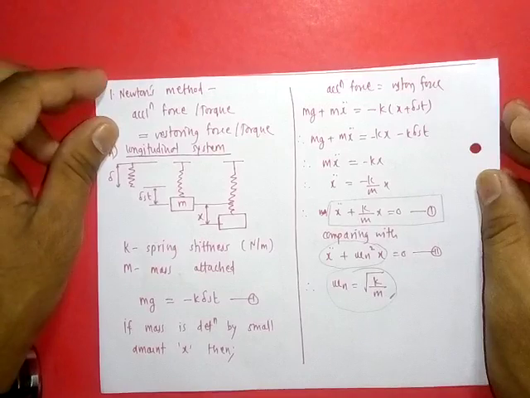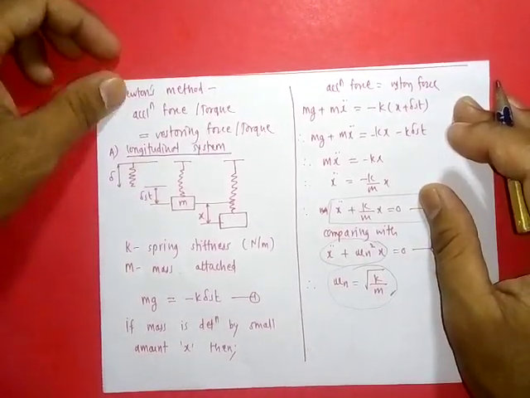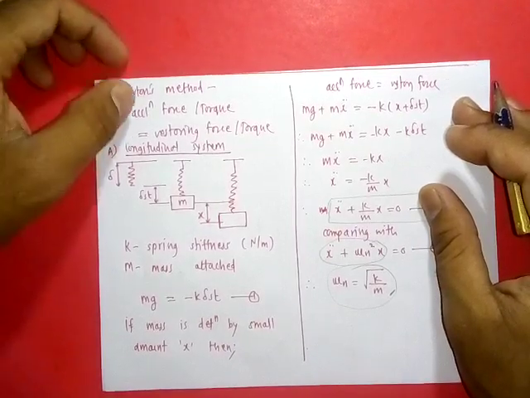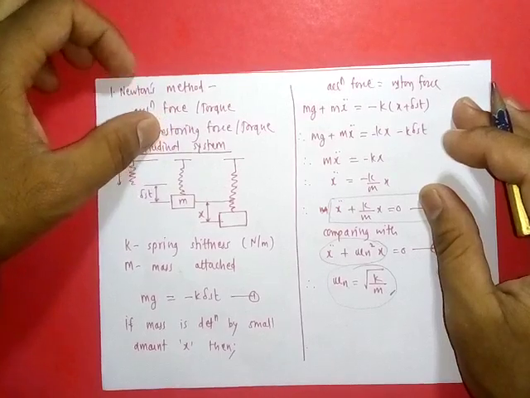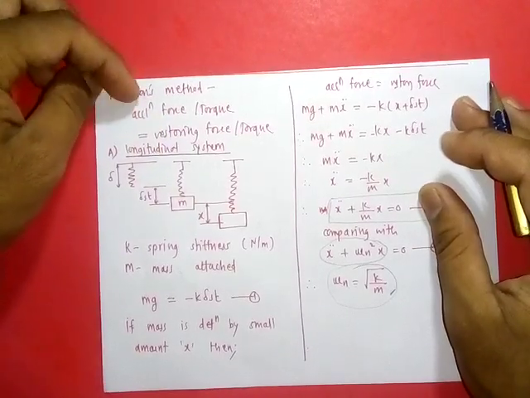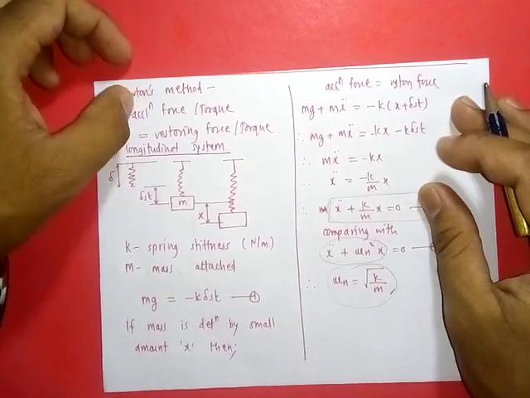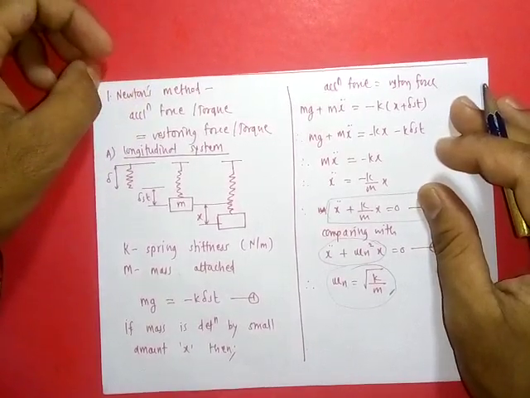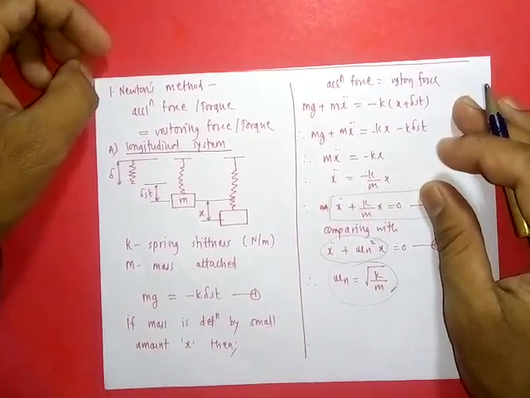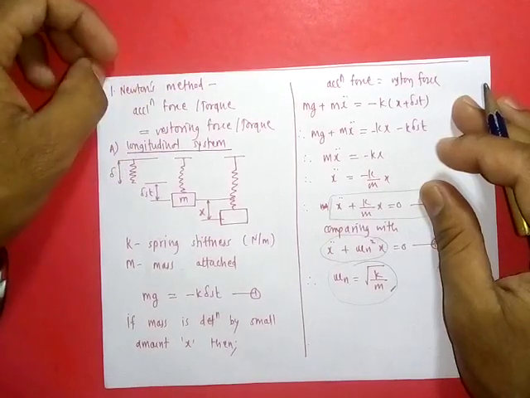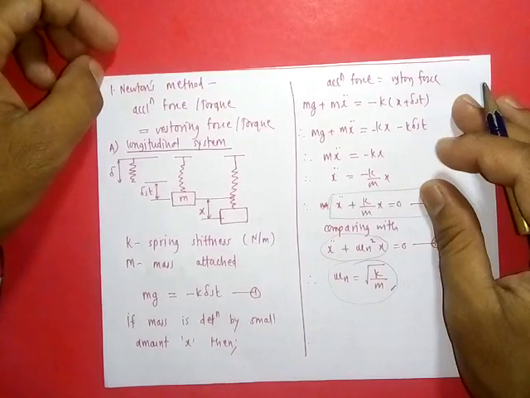It is simply Newton's second law. At equilibrium state, accelerating force is equal to restoring force for linear systems. In case of angular systems, accelerating torque is equal to restoring torque. Accelerating force means the force which is responsible for acceleration, or which produces acceleration in the system, and restoring force means the force which brings the system back to its equilibrium state.